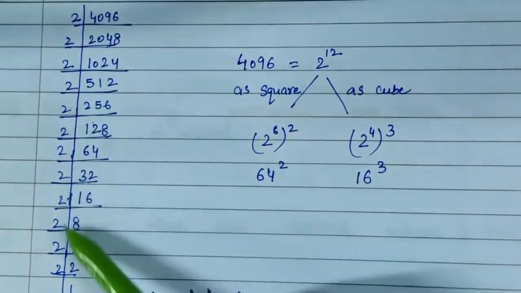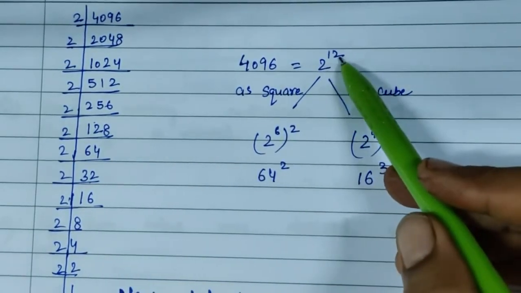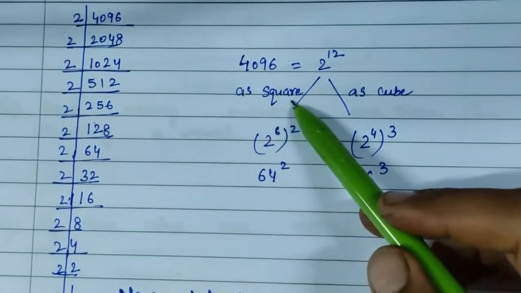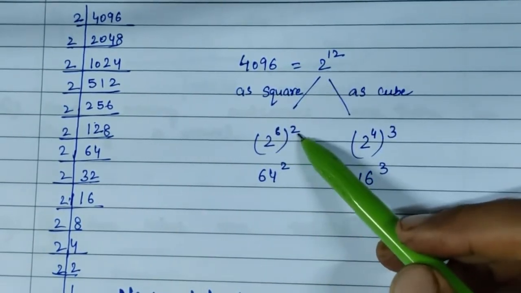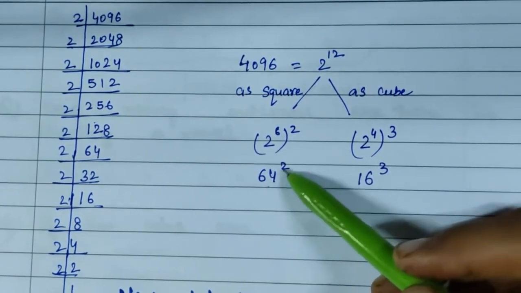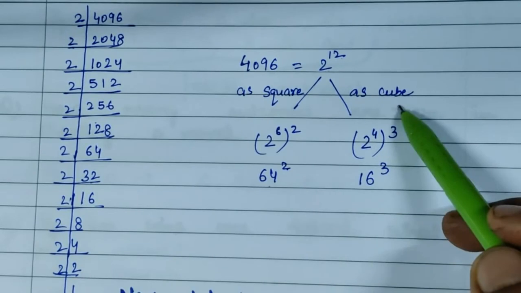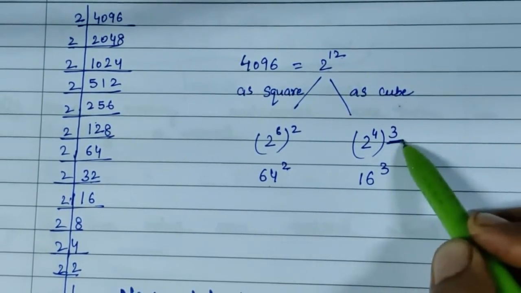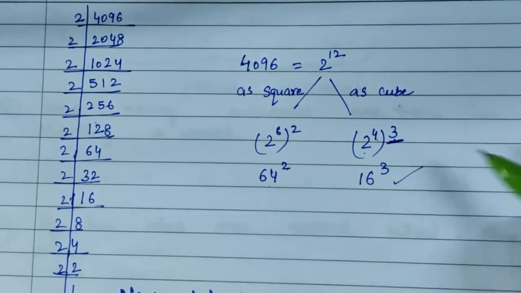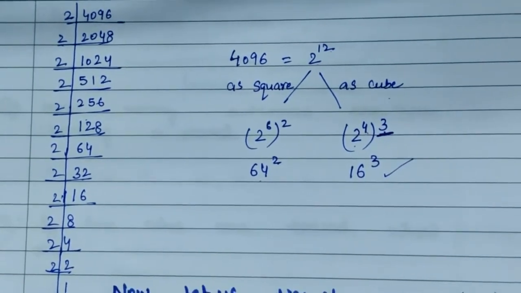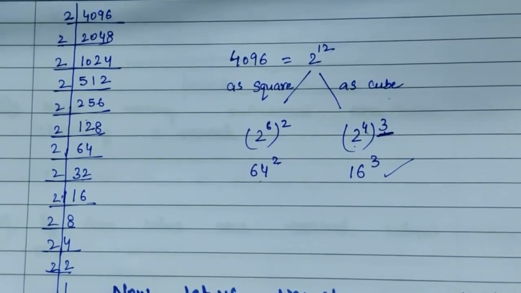First of all we have to find out the prime factorization. Now it is 2 raised to power 12. If we have to write it as a square, that is 2 raised to power 6 into 2 gives you 12. That is 64 square. Then we have to write it as a cube of a natural number. Write 3 here. 3 into what gives you 12? 4. So 16 cube. Now children, this is what we have done in the chapter exponents.